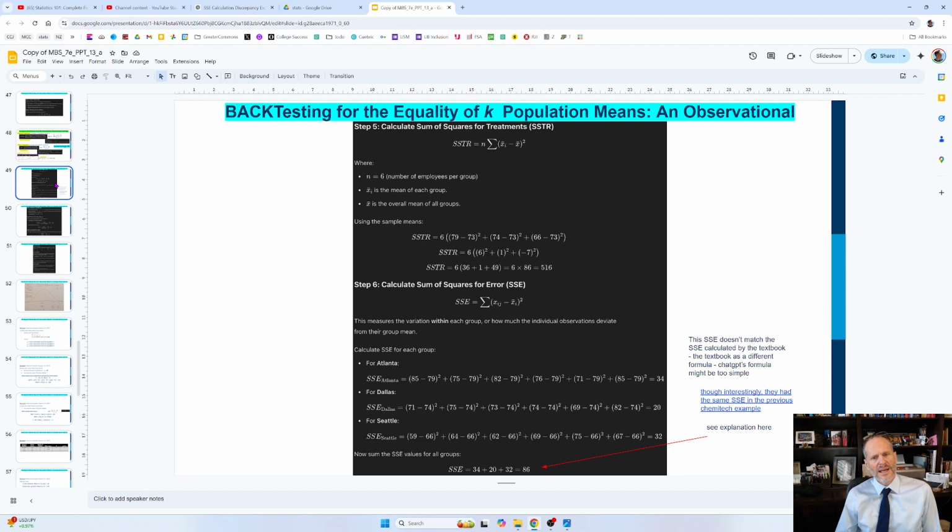So then you calculate your sum of squares for treatments, and you get 516. This is the more simplified version that ChatGPT is using. You do your SSE, also the more simplified version that ChatGPT is using. This is the one that's going to differ from what was provided by the publisher, the textbook, and this presentation. Here's a little information on that.